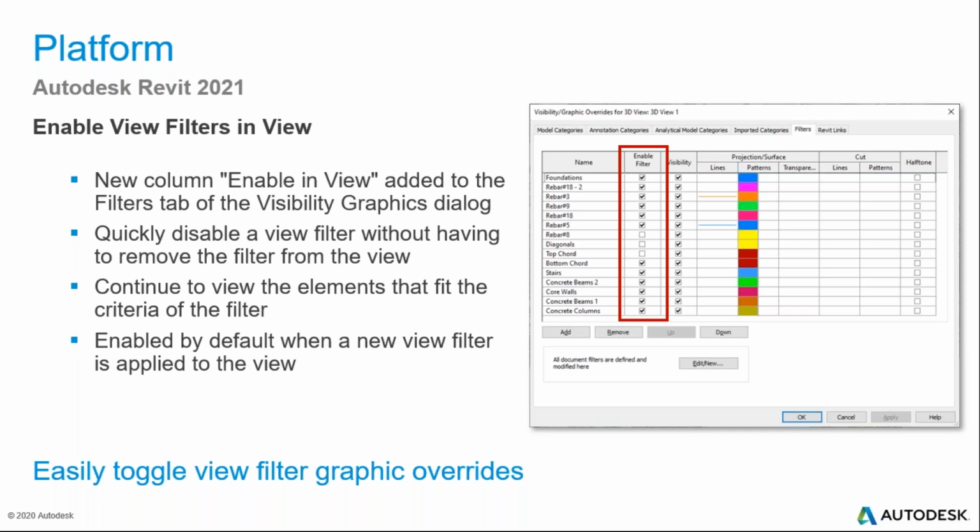In 2021, a new enable filter column has been added to that dialog. This gives you the ability to quickly turn on and turn off the overrides of a view filter without having to remove that filter from the view. This gives users the ability to quickly apply or remove view filters, graphic overrides from elements in a view.